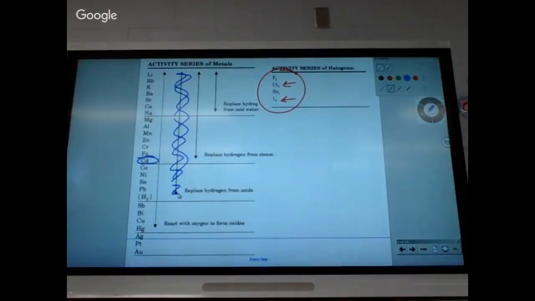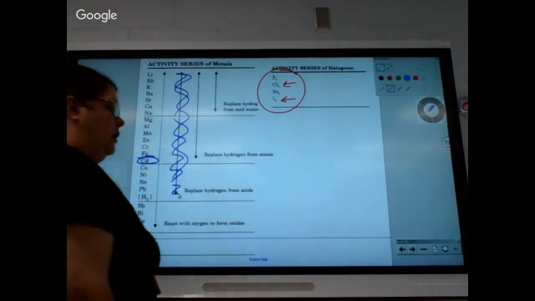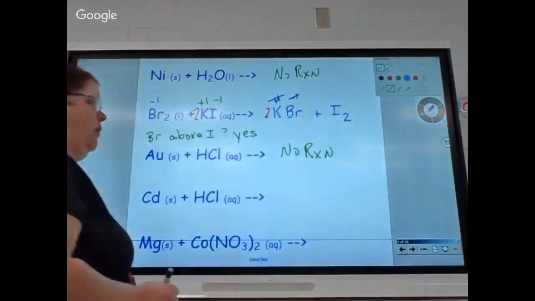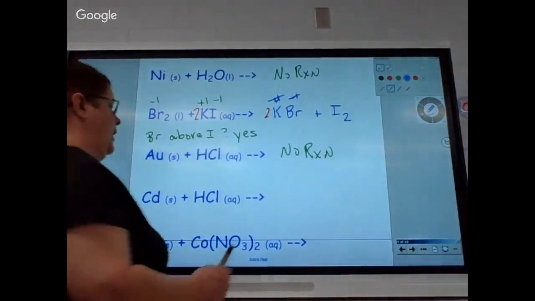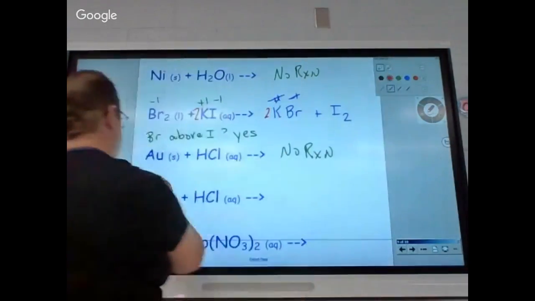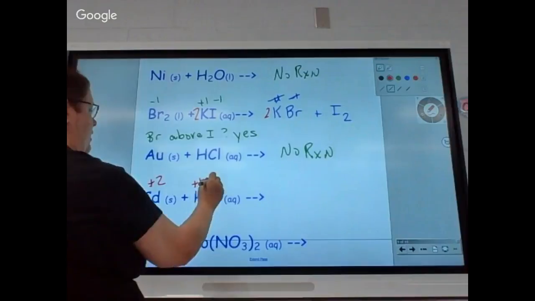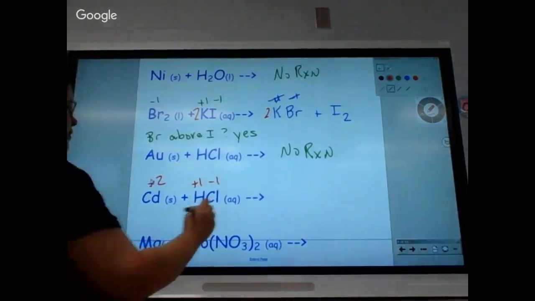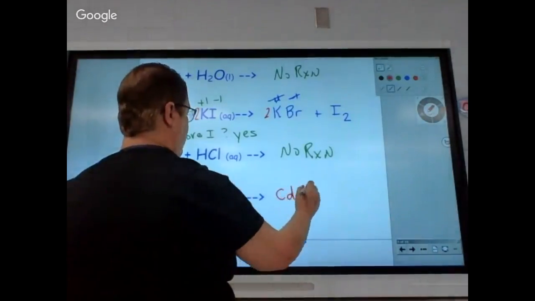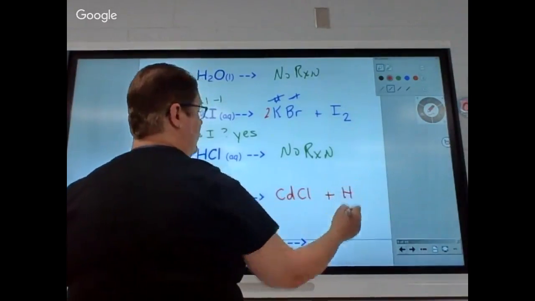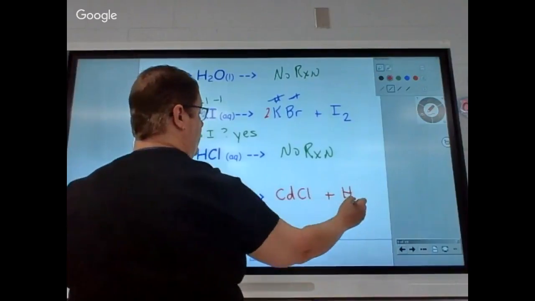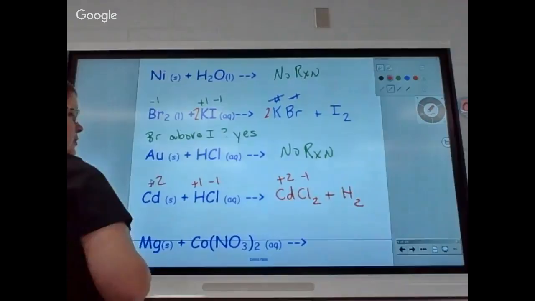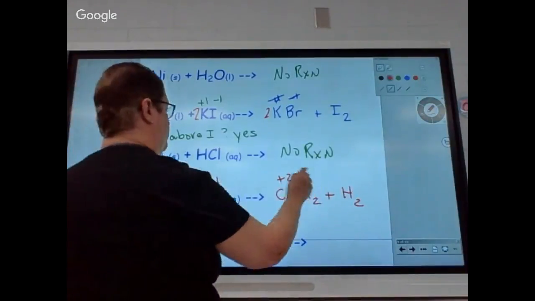So if CD is in that range, what do we know? It'll occur. So is this a double displacement, single displacement? Single displacement. So CD has a +2, +1, -1. What's going to happen? CD with Cl, and then H will be by itself. H is by itself, so it gets a what? +2, -1. Bring my 2 down. So, is it balanced?